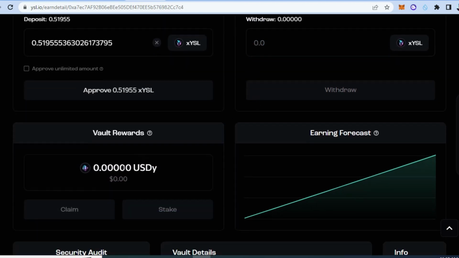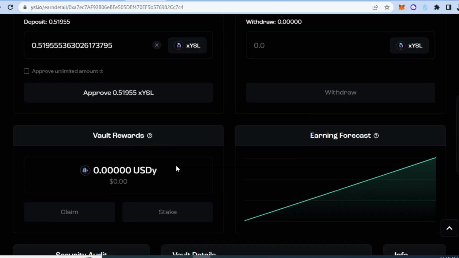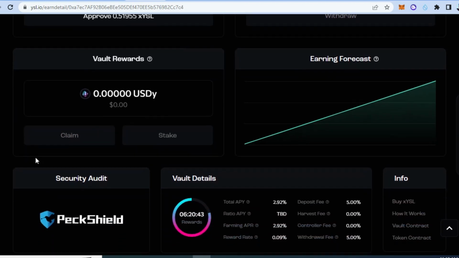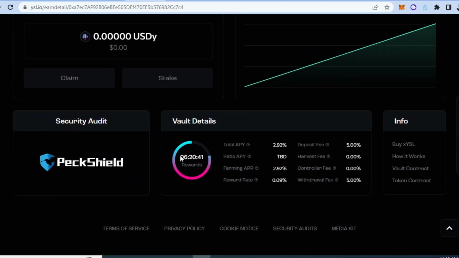And you are going to see your USDy. This is your reward token that you are going to get from staking your xYSL, and it is going to be, you see it here, every 8 hours. So you have a choice to stake it immediately, to go to the USDy vault, for example, or you can claim it to your wallet. You can see here, this is the reward token.